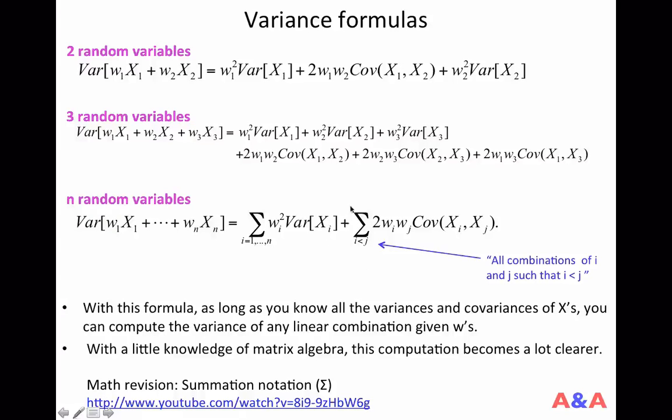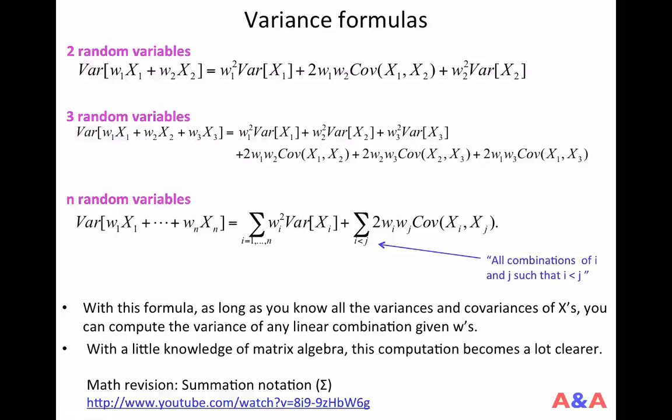This second sigma notation indicates that you should sum up this 2 wi wj covariance of xi, xj, this entire expression, for all combinations of i and j such that i is smaller than j. So if there are only 3 random variables, for the n equal 3 case, you have 1 and 2, 2 and 3, and 1 and 3. Okay?